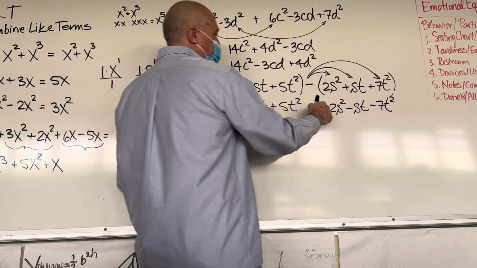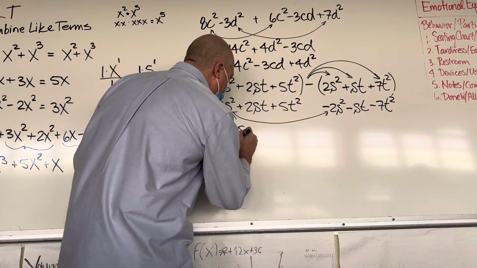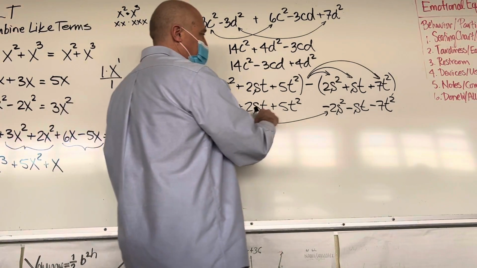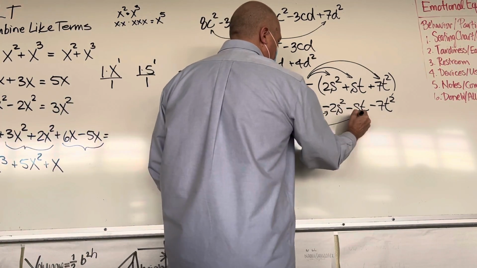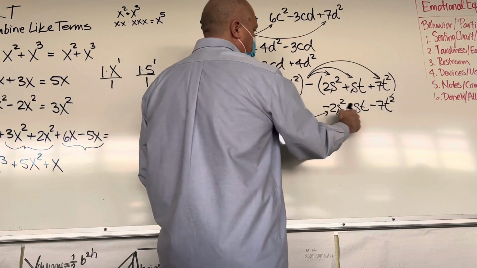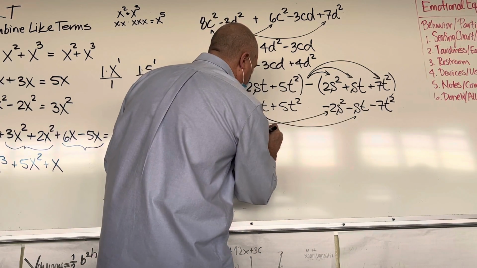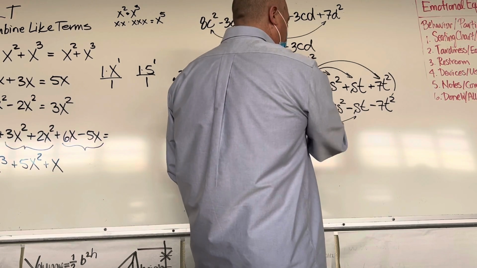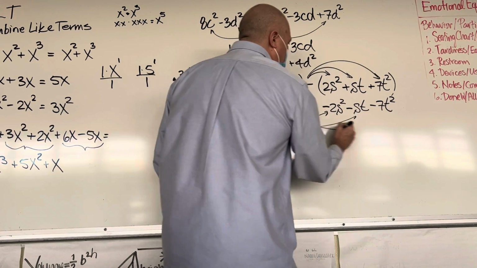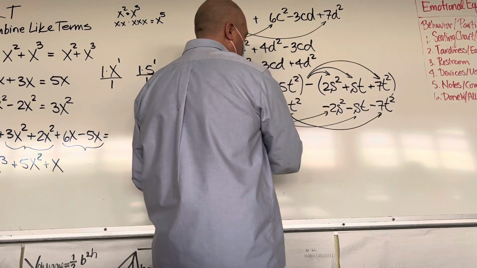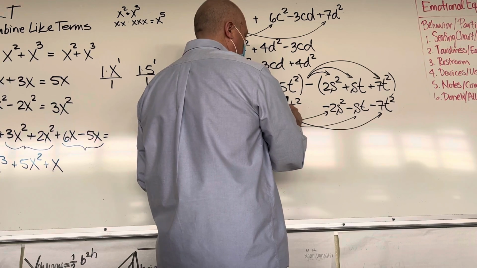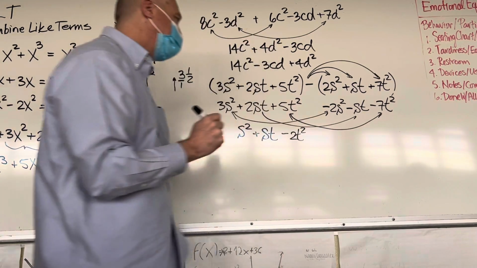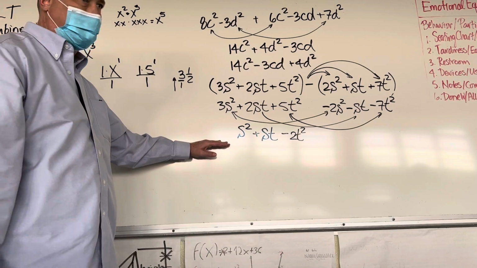3s squared minus a 2s squared leaves you with a 1s squared. Do we have two STs? Here's an ST and here's an ST. So 2ST minus an ST would leave us with plus 1ST. The 5t squared minus 7t squared goes into the negative range here, so it's going to be a minus 2t squared. And this is the combining like terms of this process.